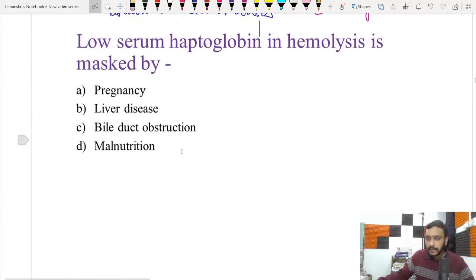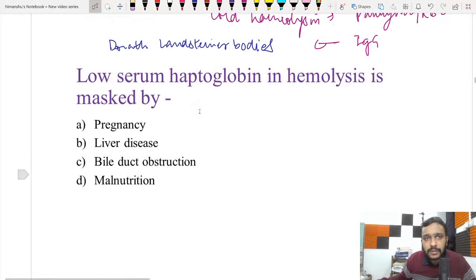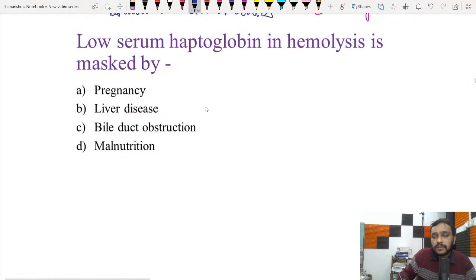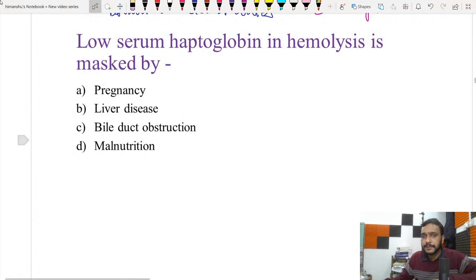Now guys, coming to the next question. Low serum haptoglobin in hemolysis is marked by. Let us see how many of you can answer. I'm waiting for your answer.